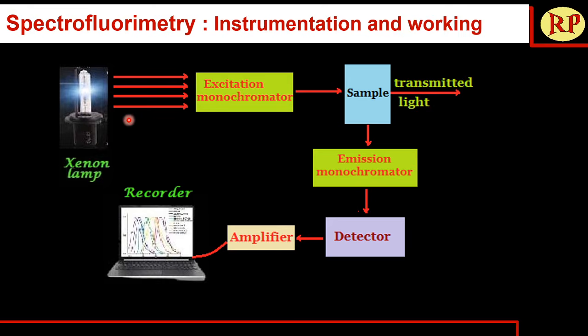So we use a xenon lamp, and when the light falls on the sample, we are using a monochromator. Here we are using two types of monochromator, that is excitation monochromator and emission monochromator. But in spectrophotometer we used only one monochromator and we just gave the name monochromator.